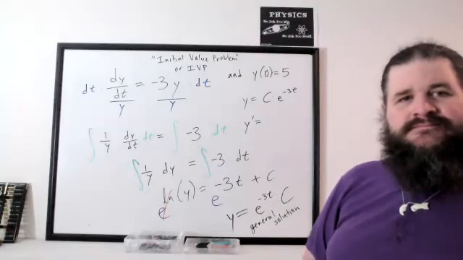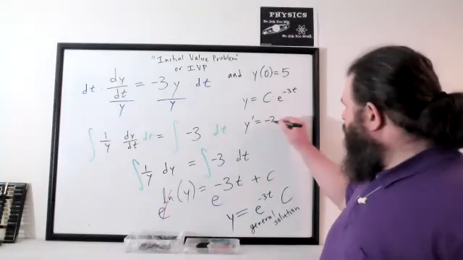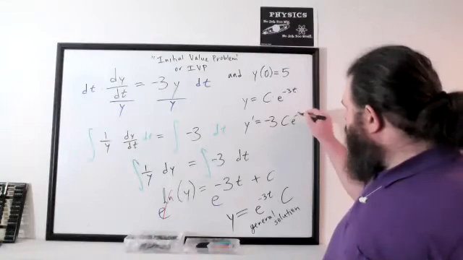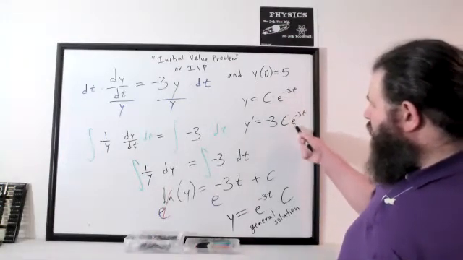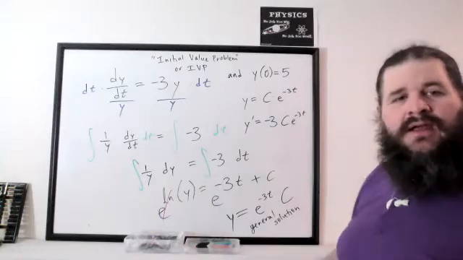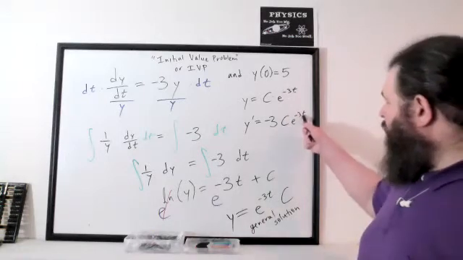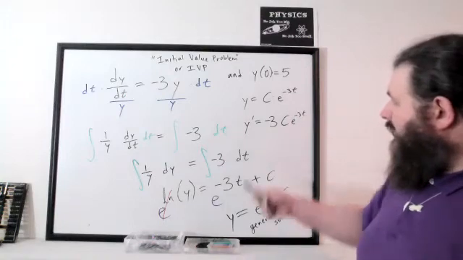Would it be minus 3c e to the t? Yeah. The constant multiplier stays where it is. Exponential function is still exponential function when you take the derivative, but due to the chain rule, we need to multiply by the derivative of what's inside, which is negative 3.